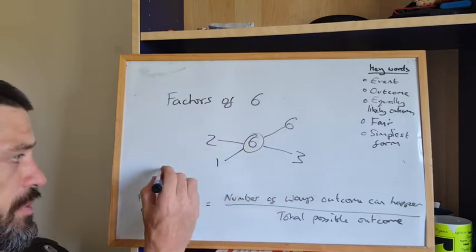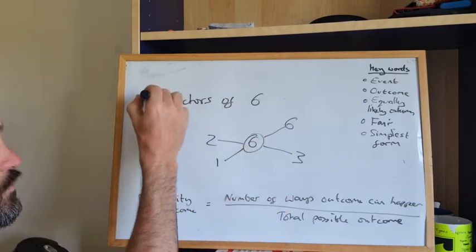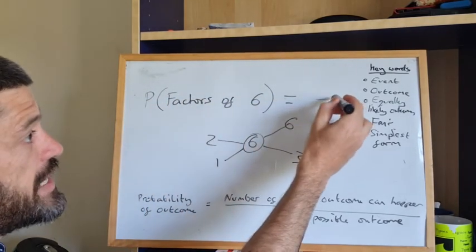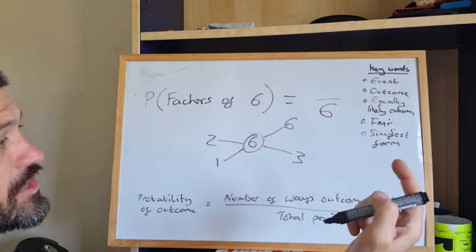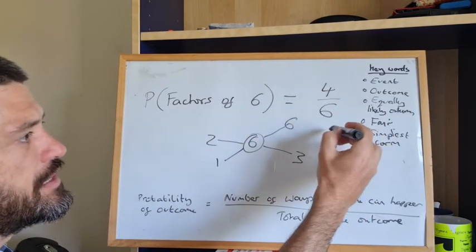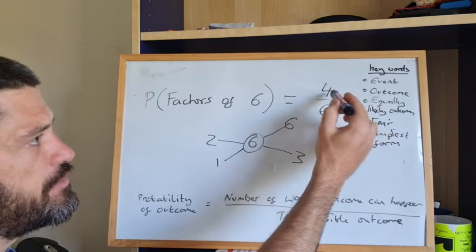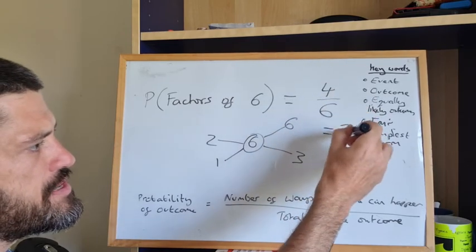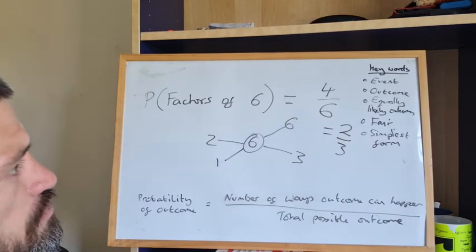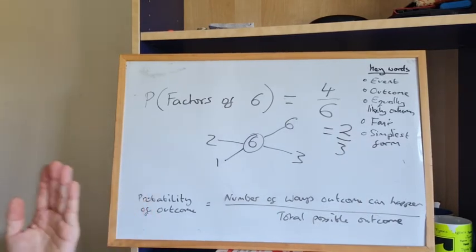So the probability of a factor of 6 equals, well, it's out of 6, isn't it? Because there's 6 different sides and they're all different. And 1, 2, 3, 4. 4 out of 6. And well, it does ask to simplify. Is this the same one we did? No. There you go. 2/3. Good. And that's basically the basics of probability.